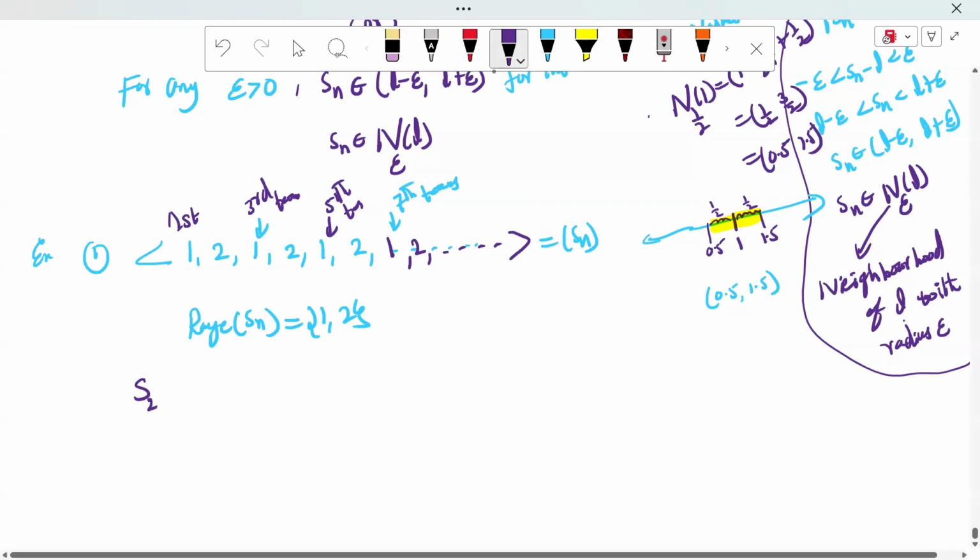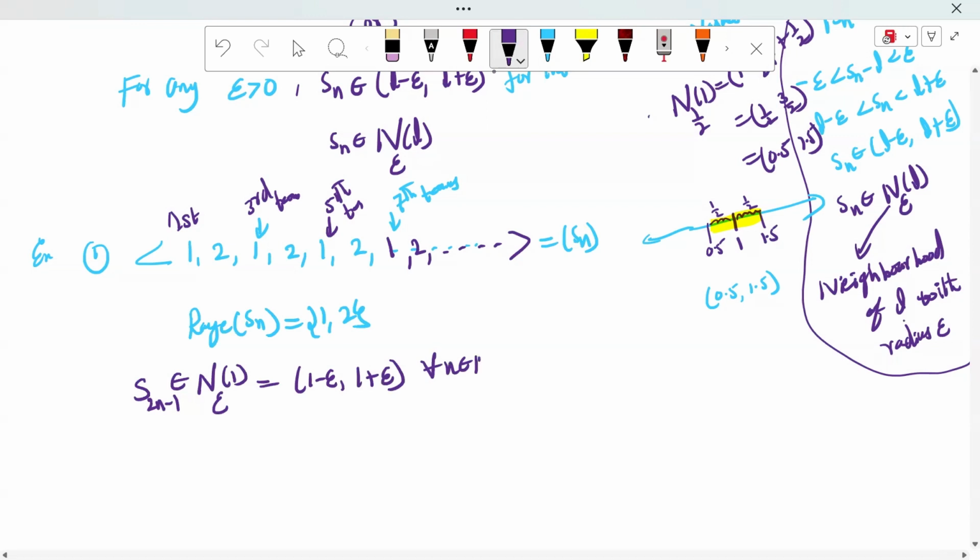S odd number is the 2n minus 1. Put n is equal to 1, n is equal to 2. It belongs to the neighborhood of the 1. Neighborhood of the 1 with epsilon radius. It is nothing but 1 minus epsilon comma 1 plus epsilon, for all n belongs to the natural numbers. Therefore, neighborhood of the 1 contains infinitely many terms.